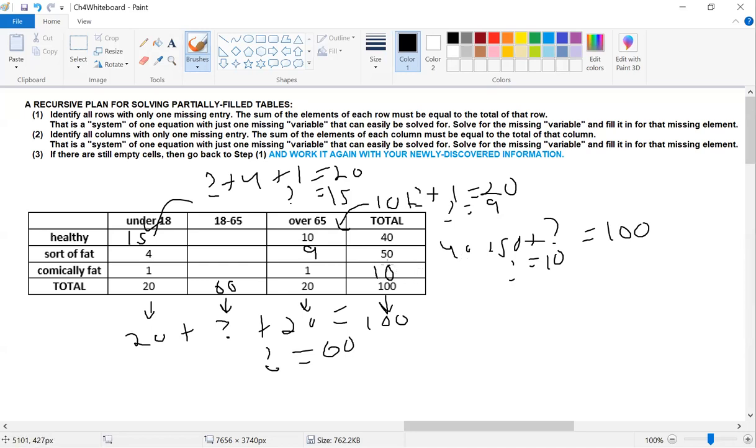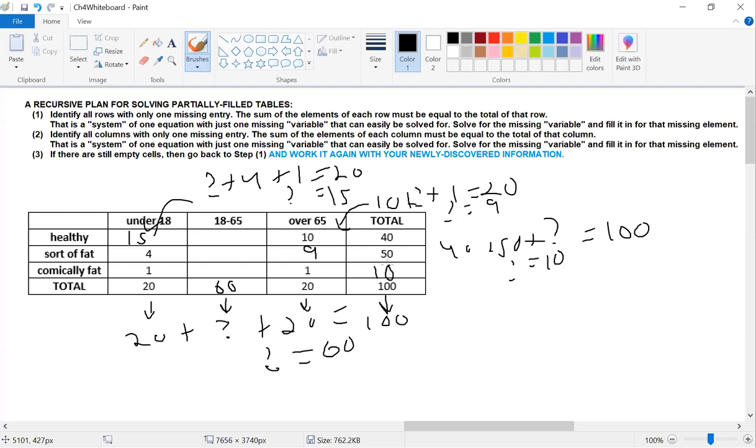Now step 3 says, okay, go do it again. Because now notice, because we have this 15, this 9, and this 10, guess what? Start with our first row. Because we now have that 15, it's only missing one entry. Now we can use the rows, the first one. This recursive formula will always work. If I am giving you a table in this course, you can fill the whole thing out because I check it myself. I make sure you can fill it out. So this recursion thing, if you know how to use it, it'll always work. Go 1, 2. If you're not done, start over and keep going with your new data.